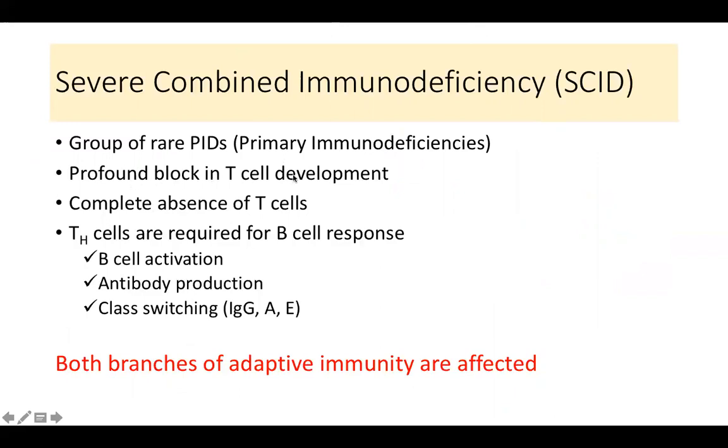So there is a profound block in T cell development. We saw in the previous picture that it could lie at the level of T cell precursor, lymphoid progenitor, or even later. There is complete absence of T cells, but T cells are required for B cell response. Where are they required? In the activation of B cells, in the formation of plasma cells and the production of antibodies, and in class switching. So all of these will be affected for B cells also. Both limbs of the adaptive immunity are affected.